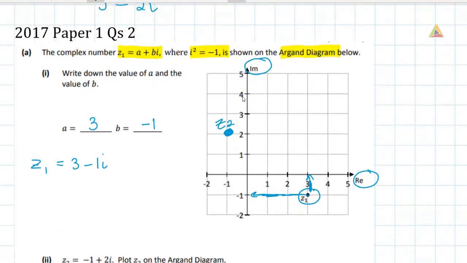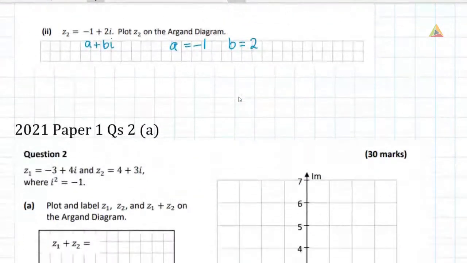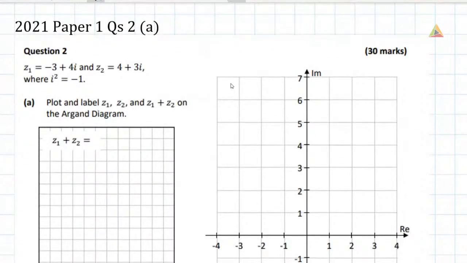So that question from 2017 was just write down what you see on the Argand diagram and plot a point on it. Whereas in the 2021 paper 1 question 2 part a, we have to plot things on the Argand diagram, but there's also a little bit more work here. It says Z1 is the complex number minus 3 plus 4i, and Z2 is the complex number 4 plus 3i, where i squared is equal to minus 1. Again, that's reminding me what my i is. And I'm being asked to plot and label Z1, Z2, and Z1 plus Z2 on the Argand diagram.